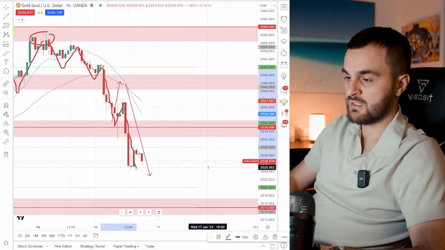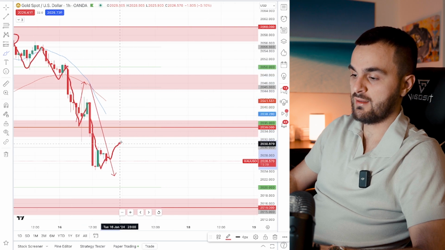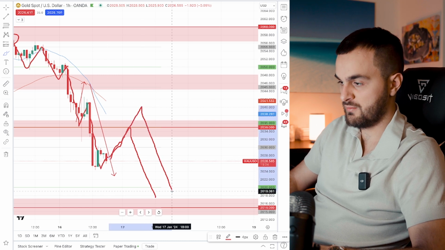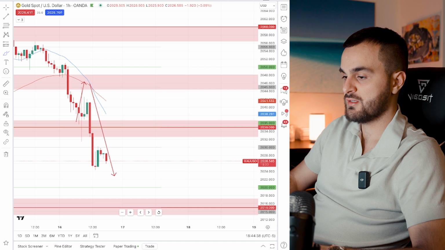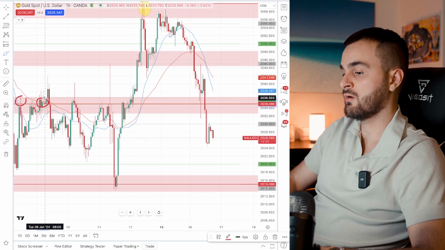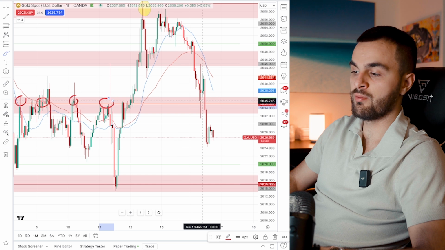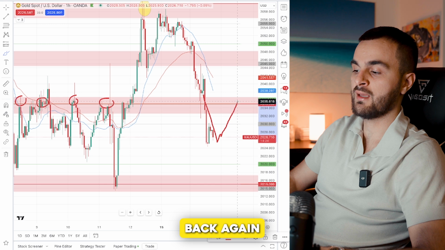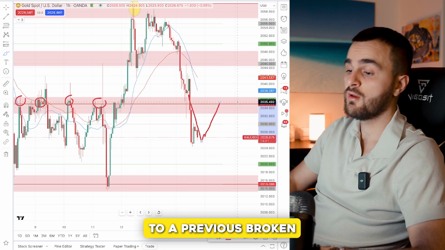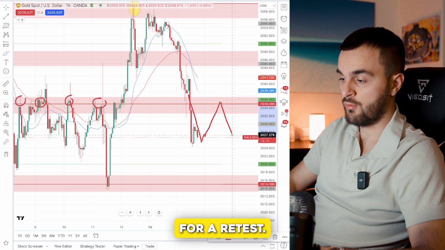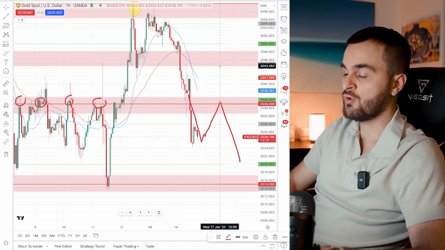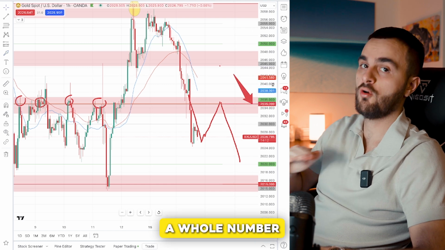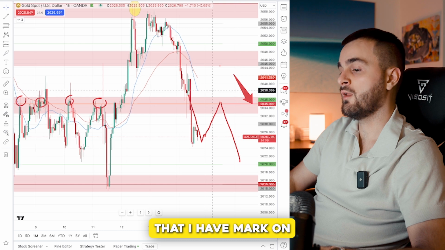Now what it looks like could be next for gold is a pullback continuation, or a bigger pullback continuation, maybe a pullback to a previous support level. You can see there was a lot of resistance here on gold, but now we've broken through that resistance. So what I like to look for is scenarios like this where the market could pull back one more time to a previous broken resistance or support level for a retest. That also lines up with my whole number. You can see here I have 2035 marked. So that's also a whole number that I have marked on the chart here.